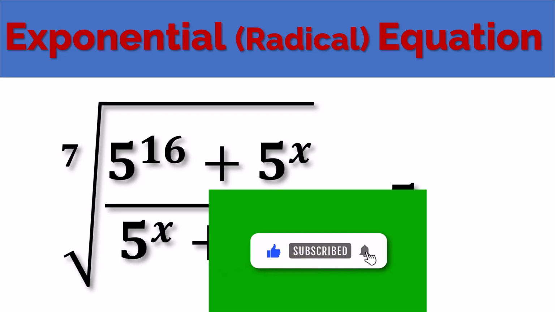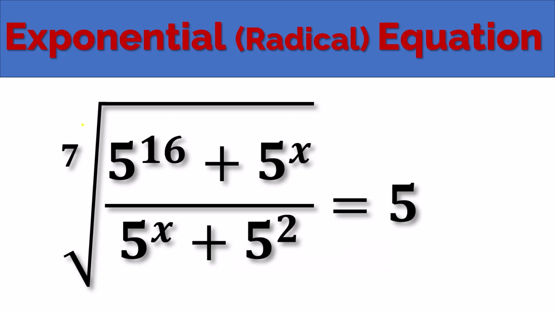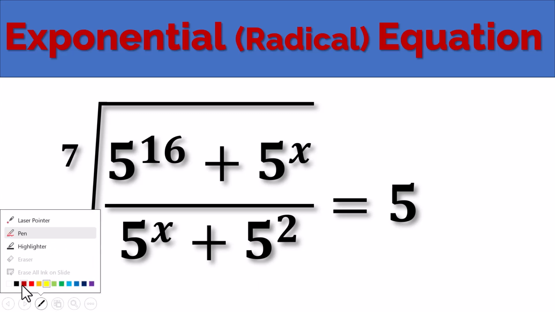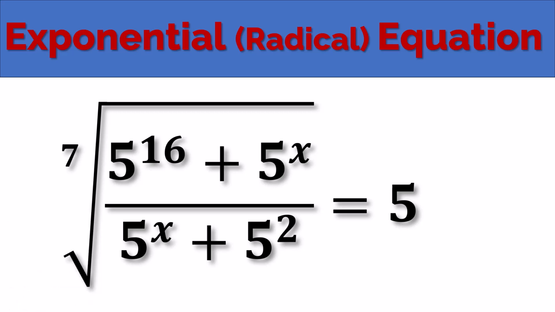Alright, let's look at this exponential radical equation. We have the 7th root of (5 raised to 16 plus 5 raised to x) over (5 raised to x plus 2) equals 5. Okay, so let's see what we can do here.